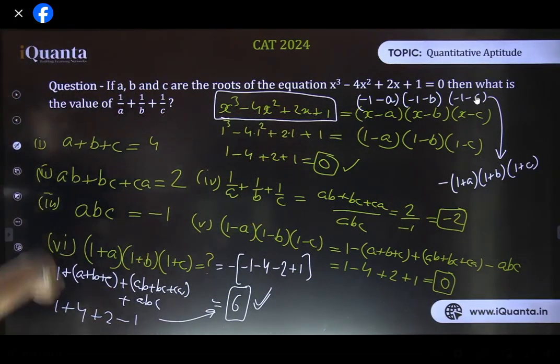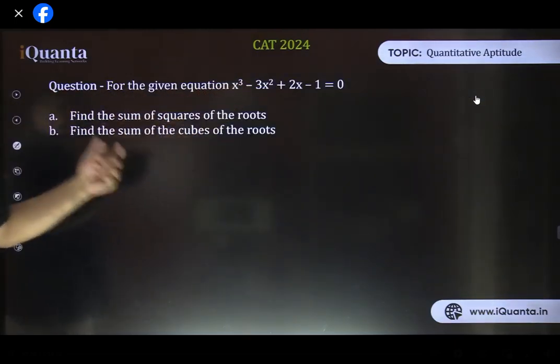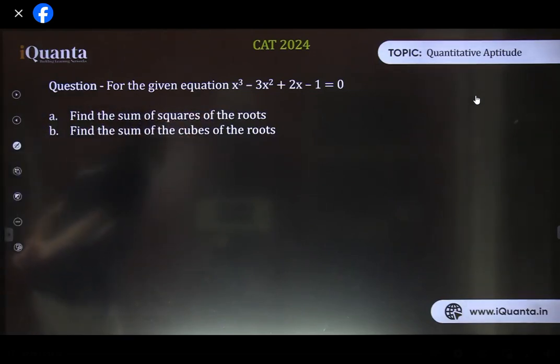There are going to be more questions based on this, so it is not the last question. Let's move further now. Similar question. Find, for the given equation, the sum of squares of roots and the sum of cubes of the roots. Similar question. Please try this now.